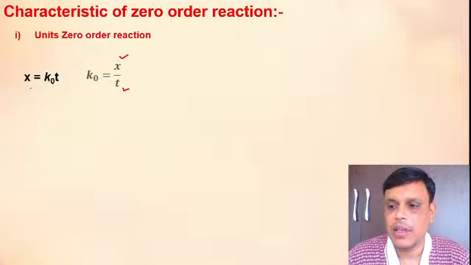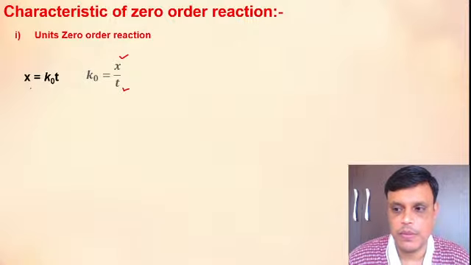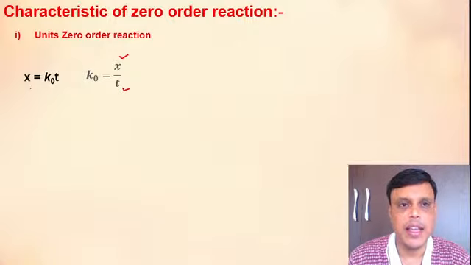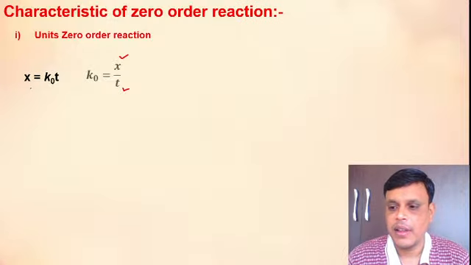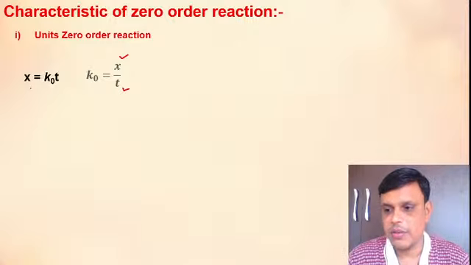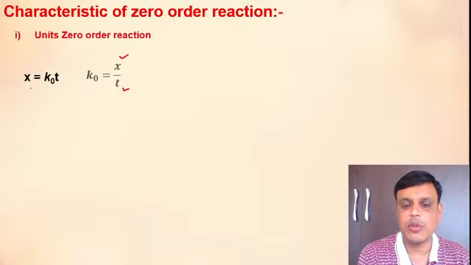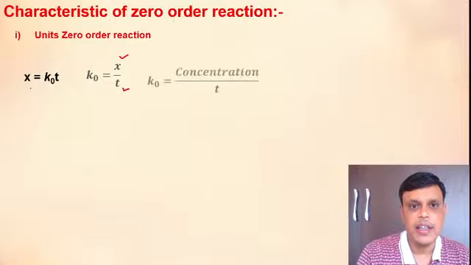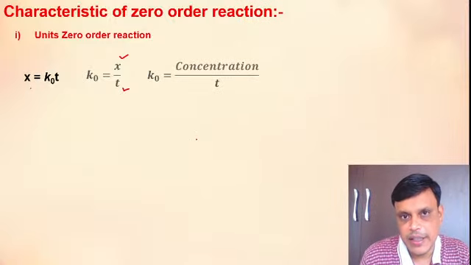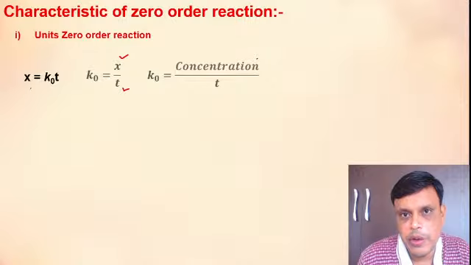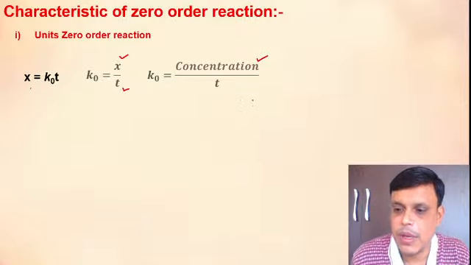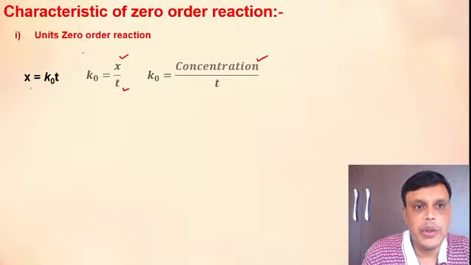X is what? X is the concentration of product formed. So what is the x term? It is concentration. No, Nutan, x is not the reactant. Chaitanya, correct. X is the product and t is time. Very good, Chaitanya. X is the concentration of product formed and t is at a time t. So here, k0 is equal to concentration by t. Very good, Sabha. We will be deriving the units for zero order reaction.